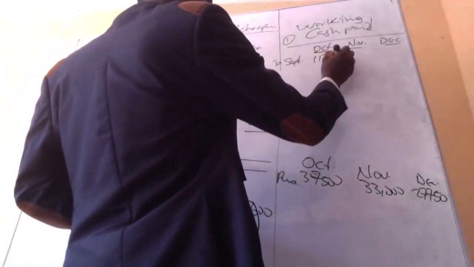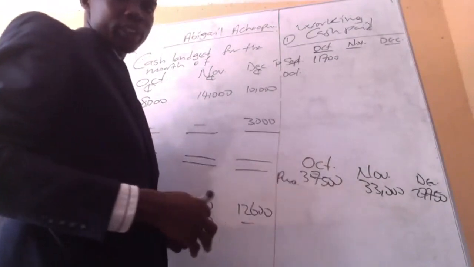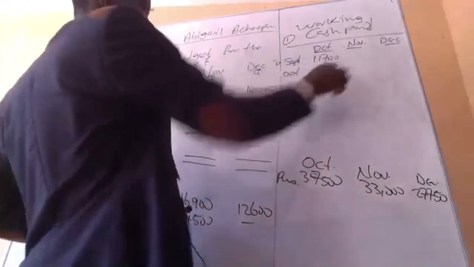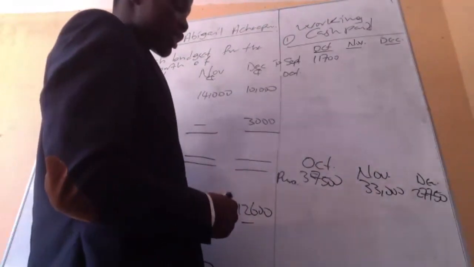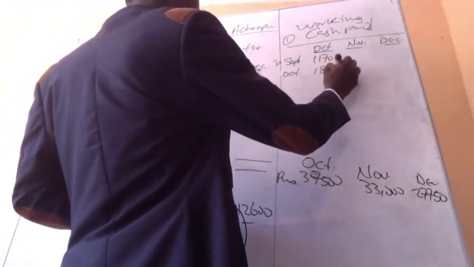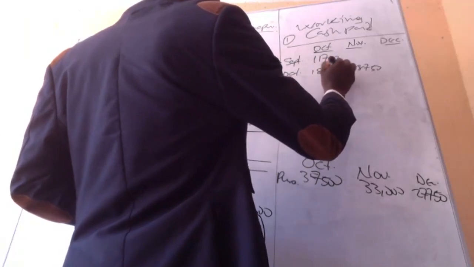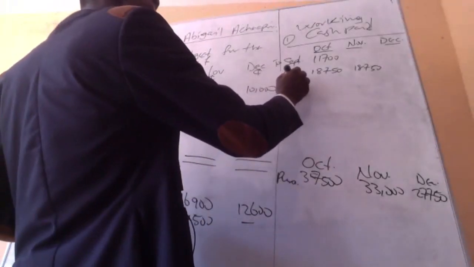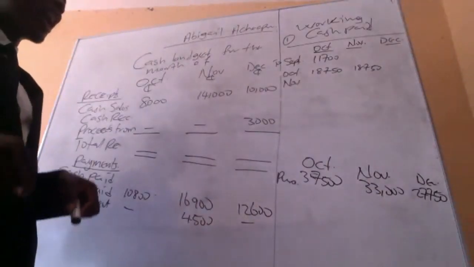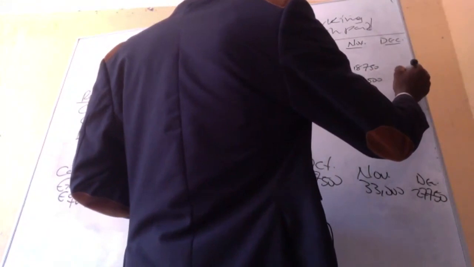And that is 11,700. Good. Then we pick October purchases, which is 37,500. We find 50% in the same month, so 50% in October and 50% in November. So 50% of 37,500 will give us 18,750. And the same figure will appear here too, 18,750. Then we go to November. November purchase is 33,000. Half of it will be paid in November, half will be paid in December. So what's the half? 16,500. And here too, 16,500.